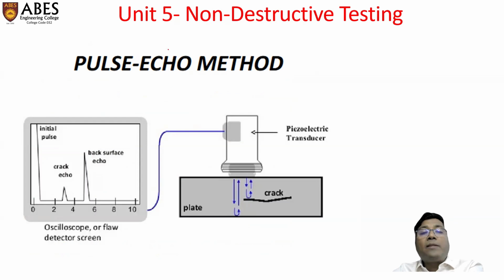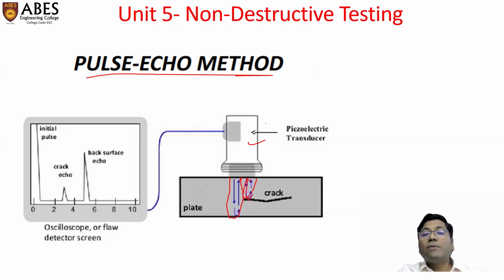There are two types, the pulse echo method, using an oscilloscope or flaw detector. A simple setup of ultrasonic testing is like this. The piezoelectric transducer is the probe, which is applied to this plate. If there is no crack, the pulse will go and return from the end point. When there is a crack, it will go and return from the crack itself. So to travel this distance, the time elapsed would be less. According to the time elapsed, we can say at what distance the crack is.